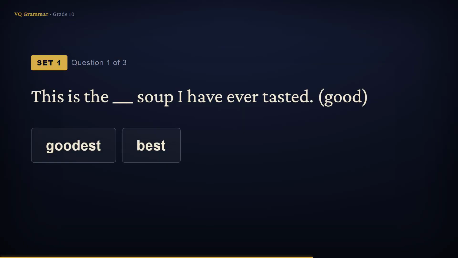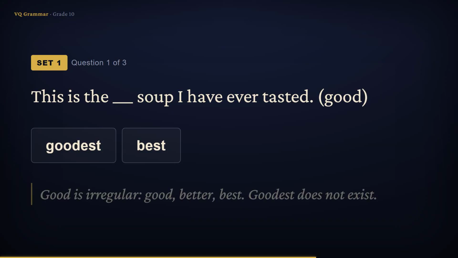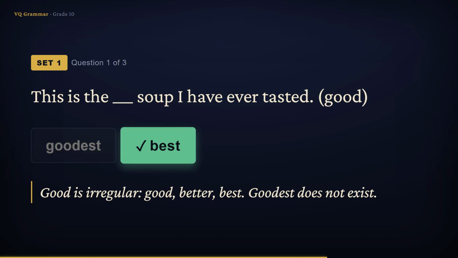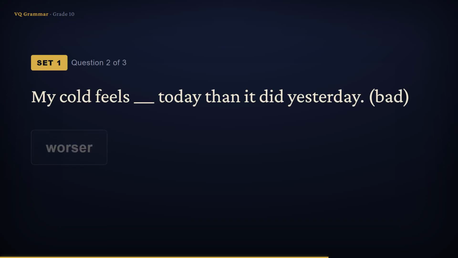This is the blank soup I have ever tasted, and our modifier is good. The words ever tasted put us at the very top of the ladder, so we want the superlative. Good is irregular, so there is no goodest. The forms are good, better, best. The answer is best.